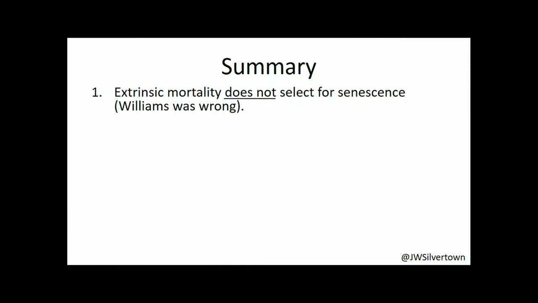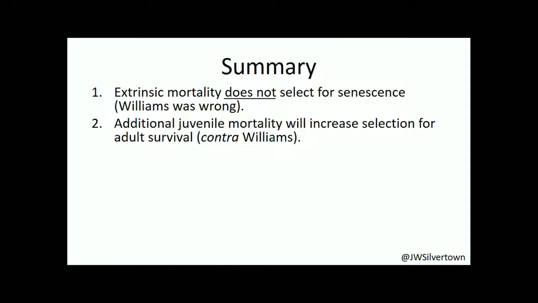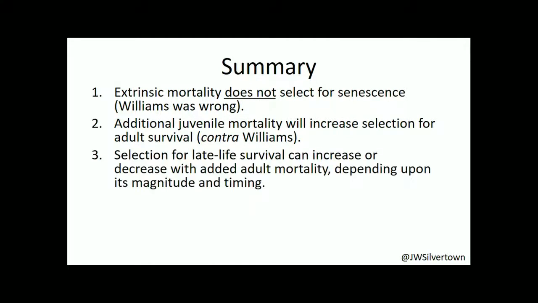So extrinsic mortality does not select for senescence. Williams was wrong. And juvenile mortality does matter. He said it didn't, but it certainly does, because the age-specific nature of the mortality is what counts.